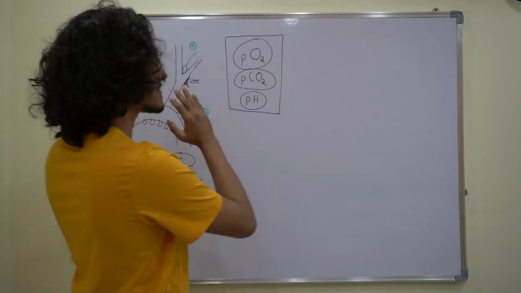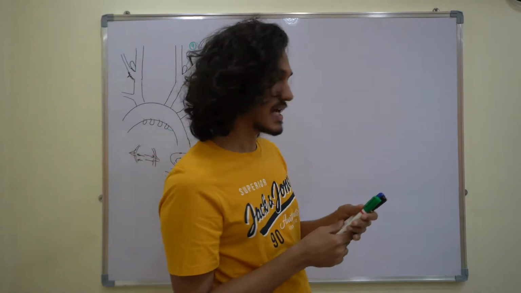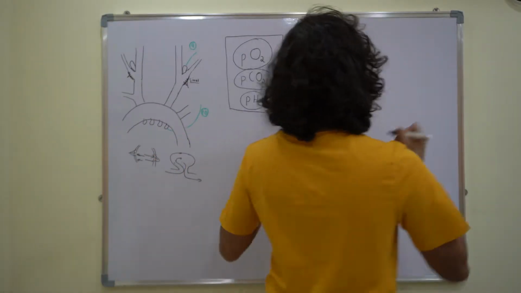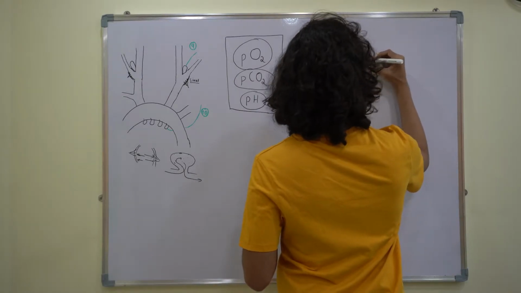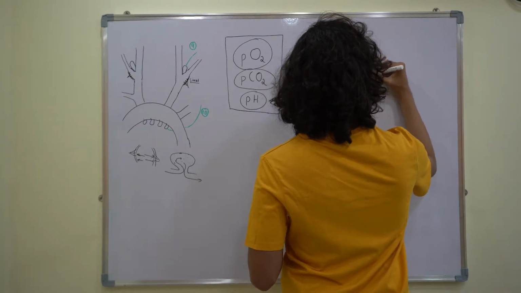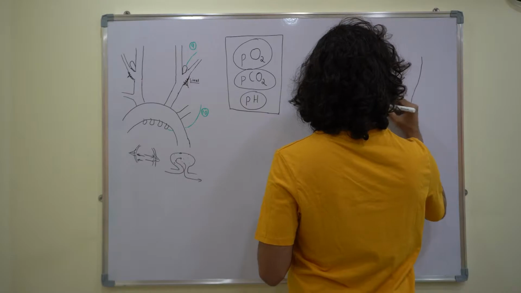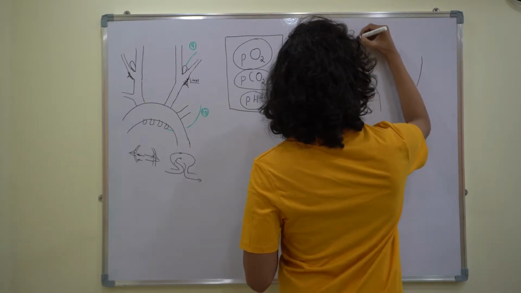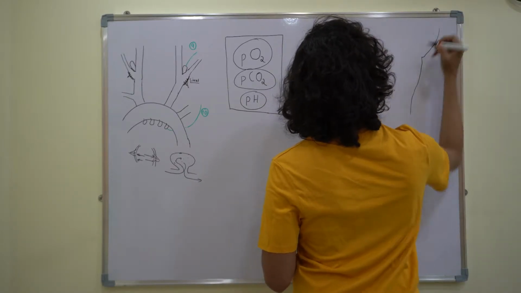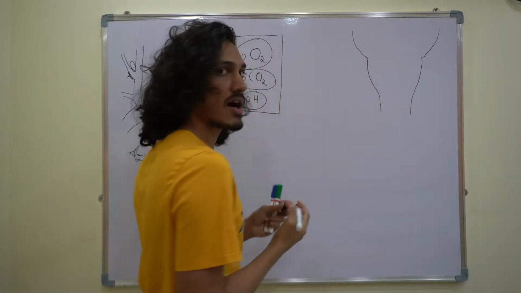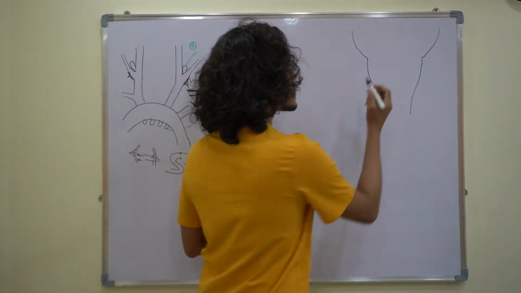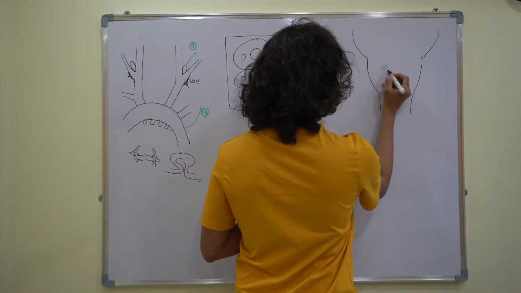Now apart from this, we got your central chemoreceptors. When we talk about the brain, we got the medulla, we got the pons. So in this medulla, we know that there are ventrolateral areas like this.